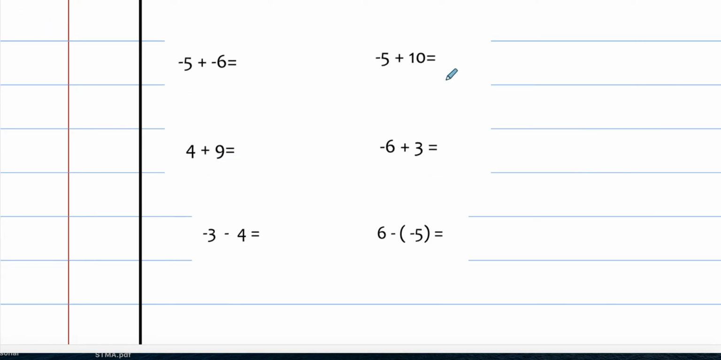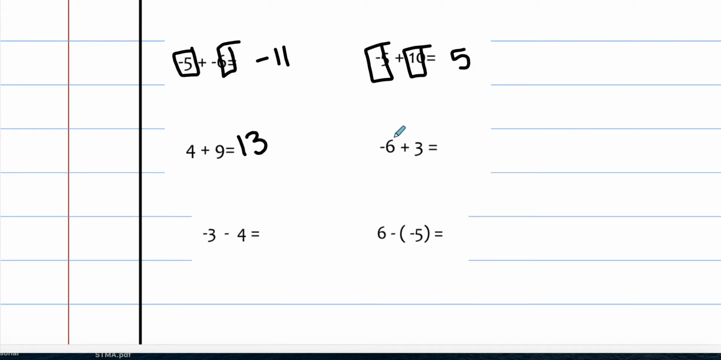Okay, here's a quick review. Write these 6 problems down, or just do them in your head right now. Can you answer these? -5 and a -6 both have the same sign, so I add, and it's a -11. -5 and a +10, different signs, so I subtract and I keep the sign of the higher number, so I have a +5. 4 plus 9 is just 13. -6 and a +3, different signs, so I subtract and I get 3, and the sign on the higher number is 6, so it's a -3.